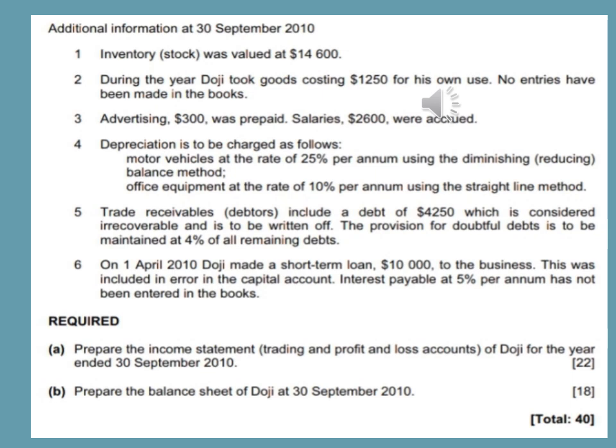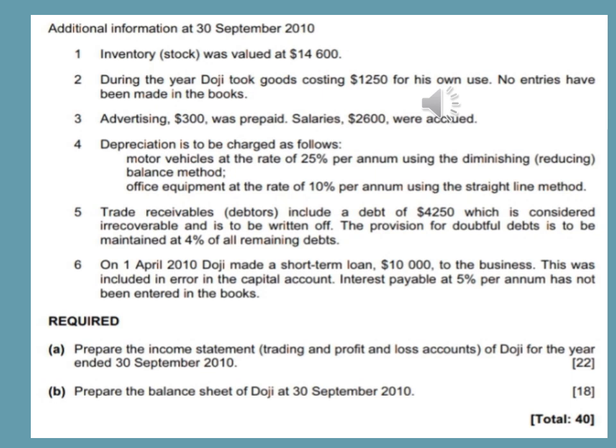So Doji made a short-term loan of 10,000 for those 6 months to the business, and this was wrongly treated as his capital. So first of all, we'll have to remove that amount from his capital account, and we'll have to record it, show it as a loan. Capital will be debited and loan will be credited. That means in the balance sheet, capital will be reduced by 10,000 and the loan account will be shown as 10,000. These are the two adjustments that have to be made.